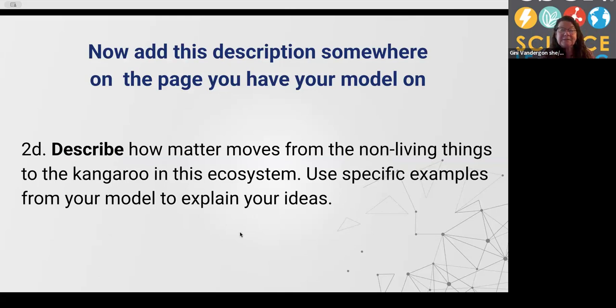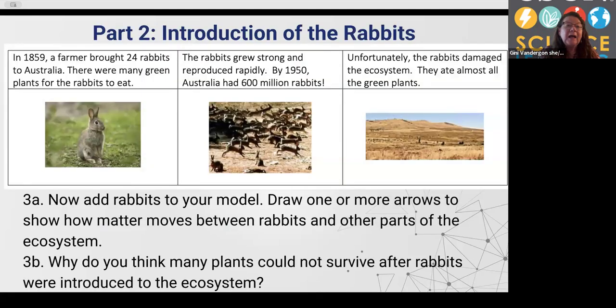Again, building on this. After this, they would have a chance to build on their model and add some descriptive words and arrows. And then they would be introduced to part two. In part two, they're told about the rabbits and how much they grew in population size and what they did. Now they would be asked to add rabbits to their model and draw one or more arrows to show how the matter moves between the rabbits and the other parts of the ecosystem. And they would also be asked to address the question, why do you think many plants could not survive after rabbits were introduced into the ecosystem?